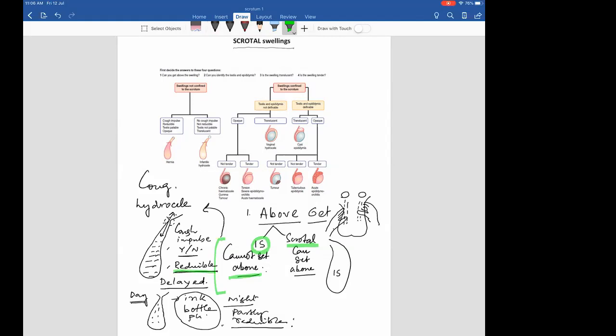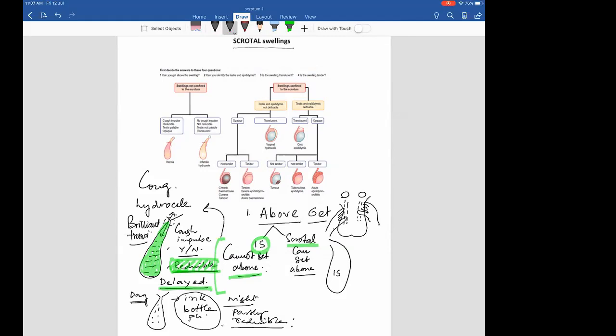Things are not so straightforward. In the night, it does decrease in size. But remember, I will use the word delayed reducible. What makes the point very important is that this sac is brilliantly transilluminant. So I will mark it with a color now. And this sac, as I've said, is brilliantly transilluminant.